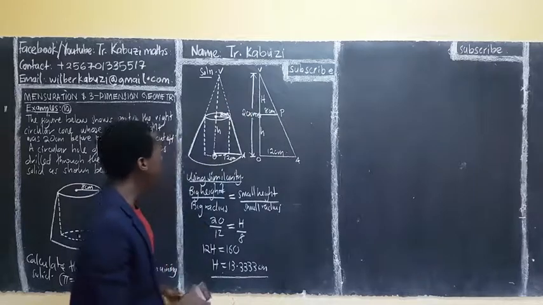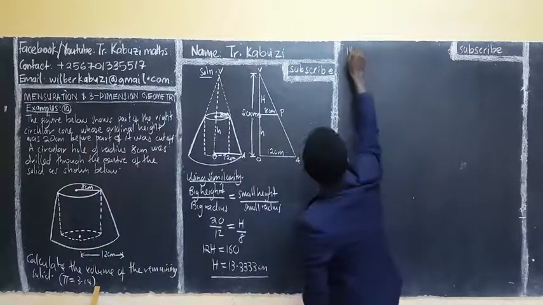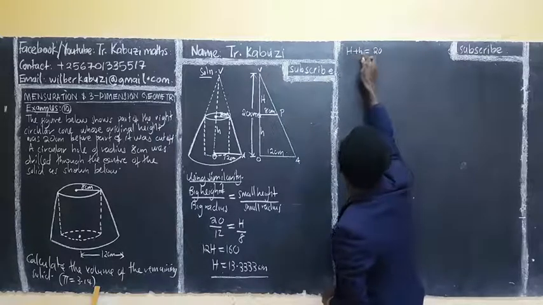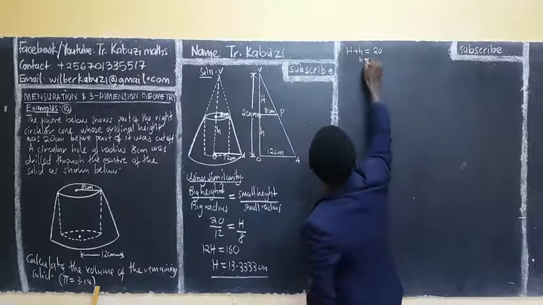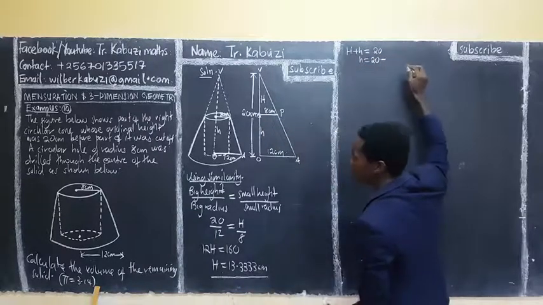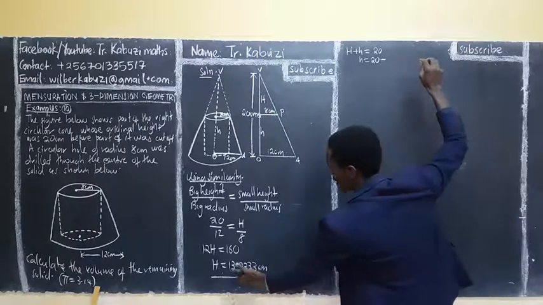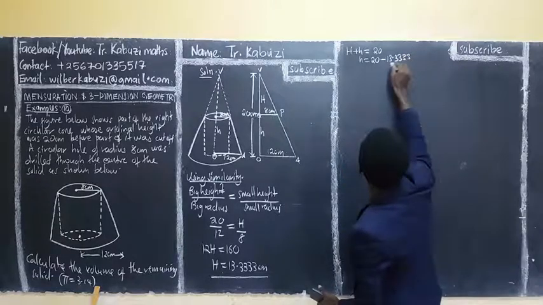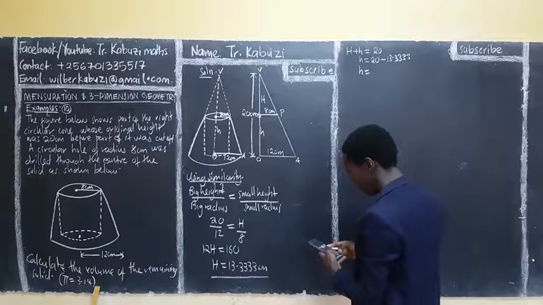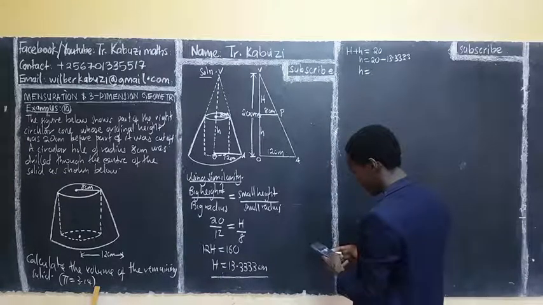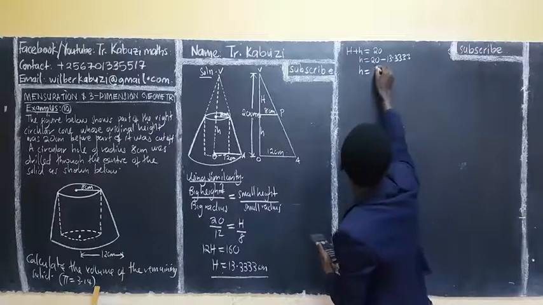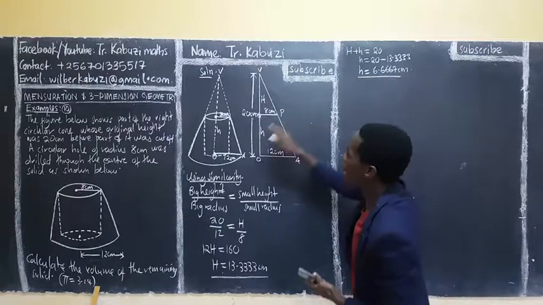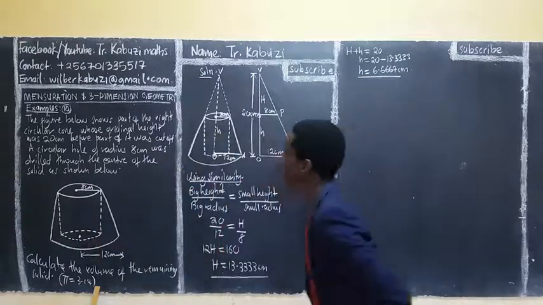Now, if I have this height, you see that my h plus h is equaling to 20. So my small height here is going to be 20 minus 13.3333, which gives me 6.6667 centimeters. Meaning the height of this first one and the height of the cylinder, I have it now.